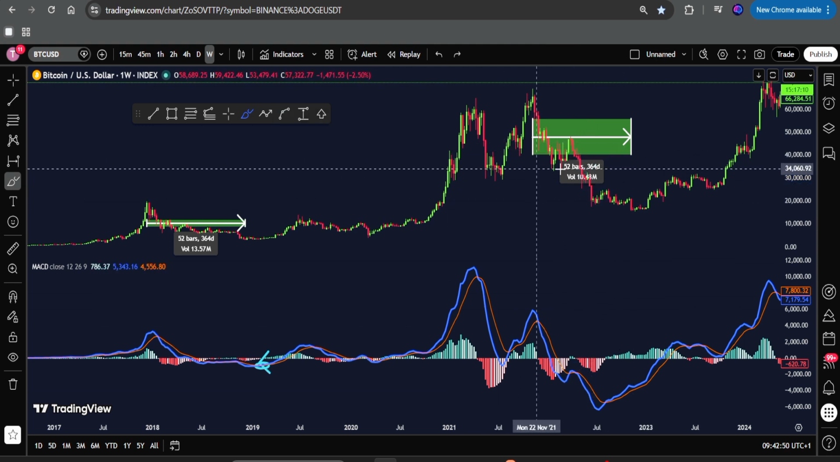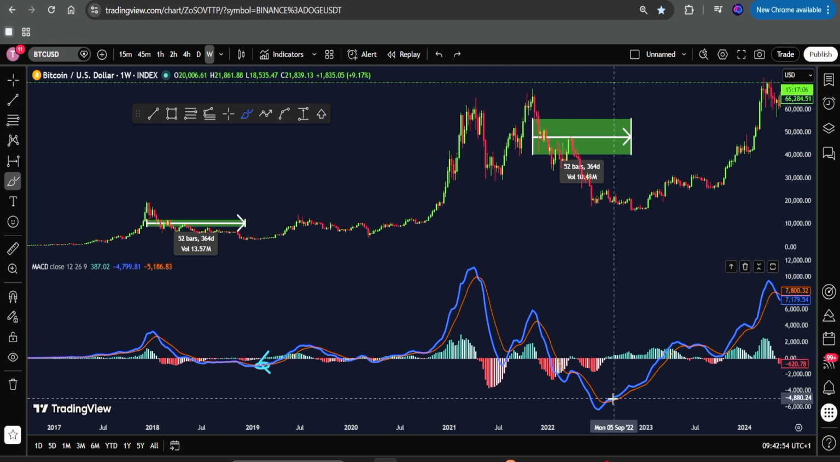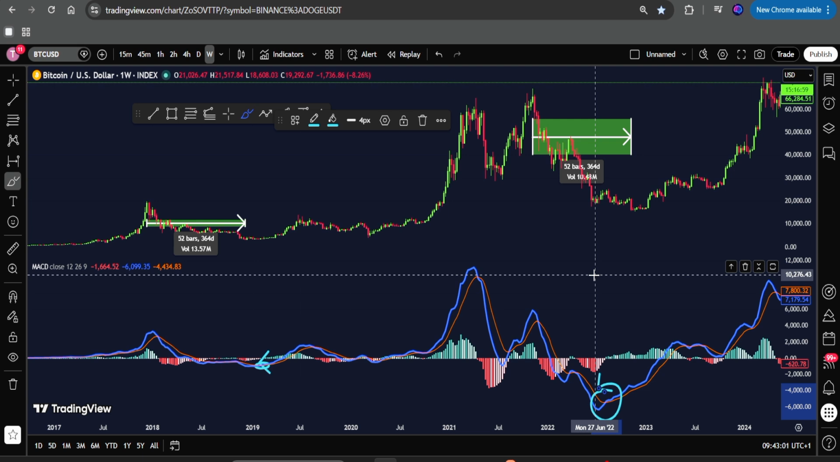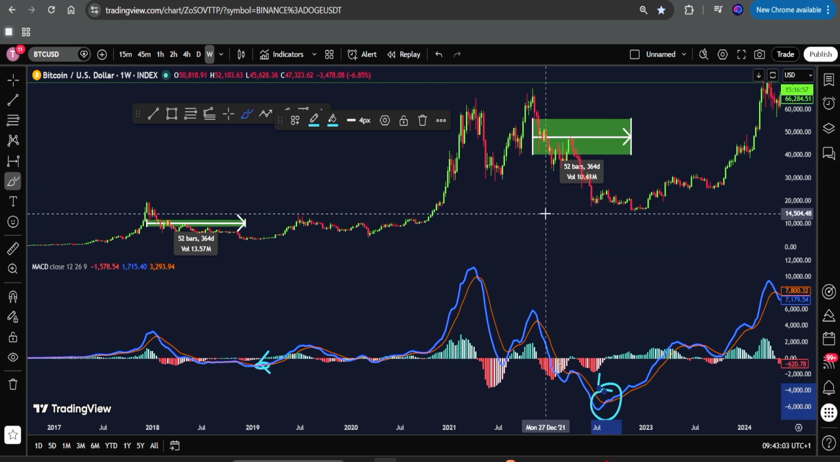But if you take a look at the price, BTC, after 364 days of bear market, we saw the MACD line crossing above the signal line again, and this was exactly where we saw the bottom of the 2022 bear market. So you can see BTC, after 364 days of bear market, you should be looking at the MACD line to cross over. If the MACD line crosses above the signal line after 364 days of bear market, this is a better indication that we are definitely at the end of the bear market.